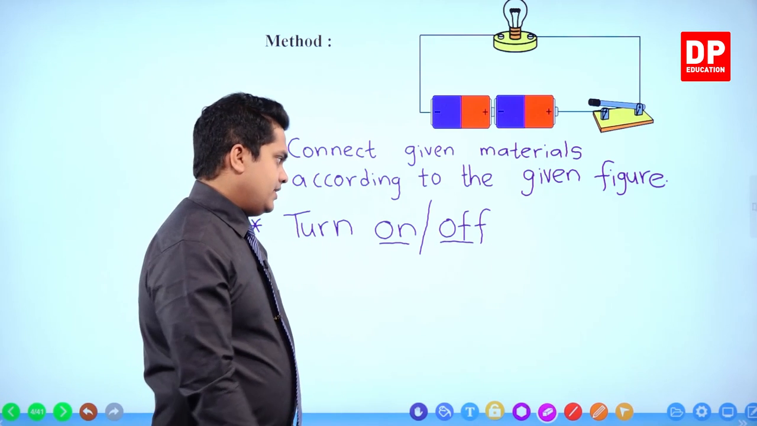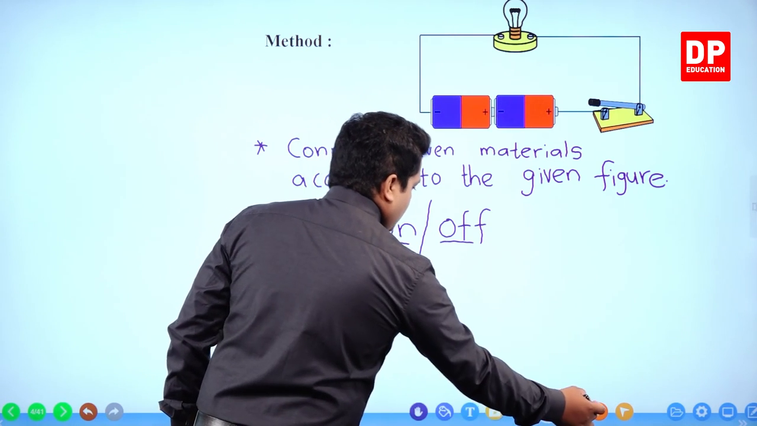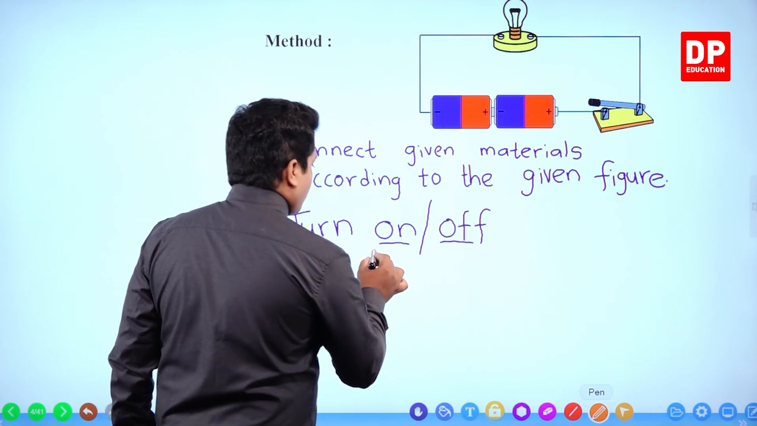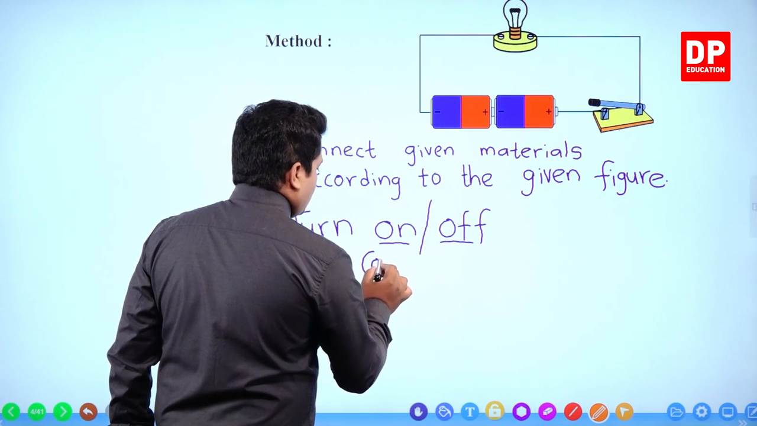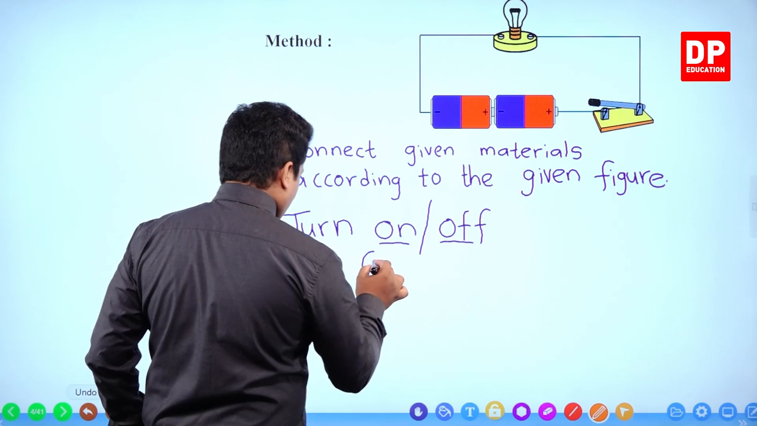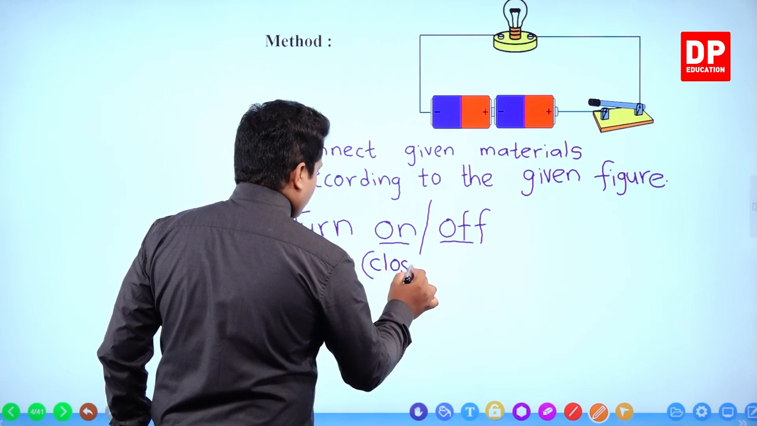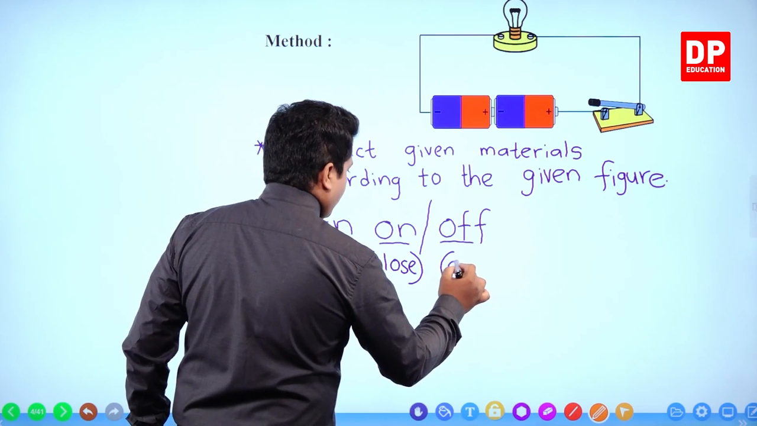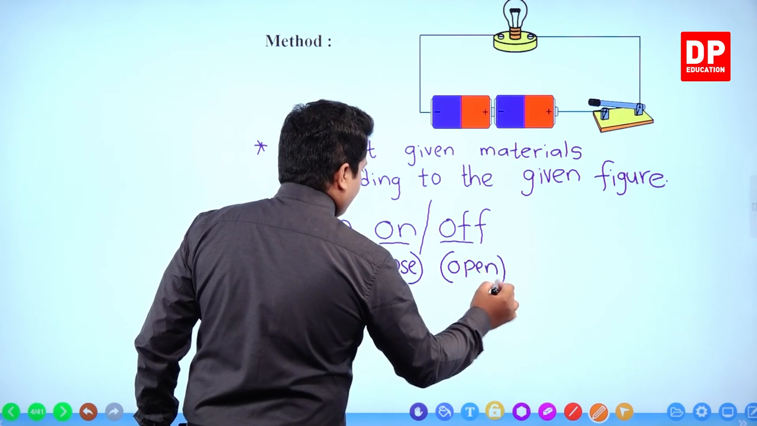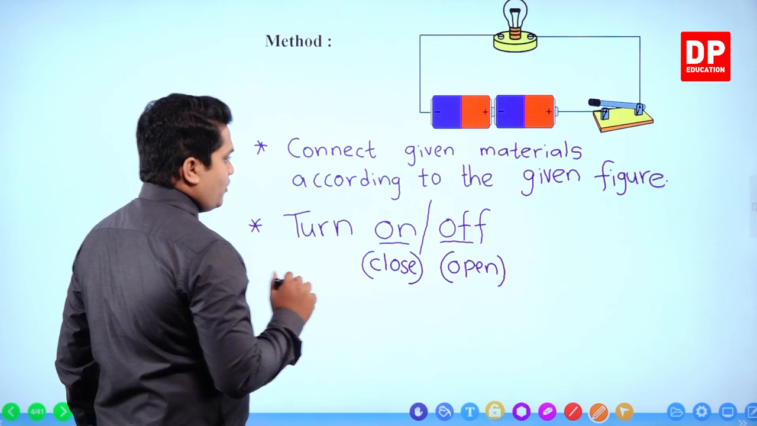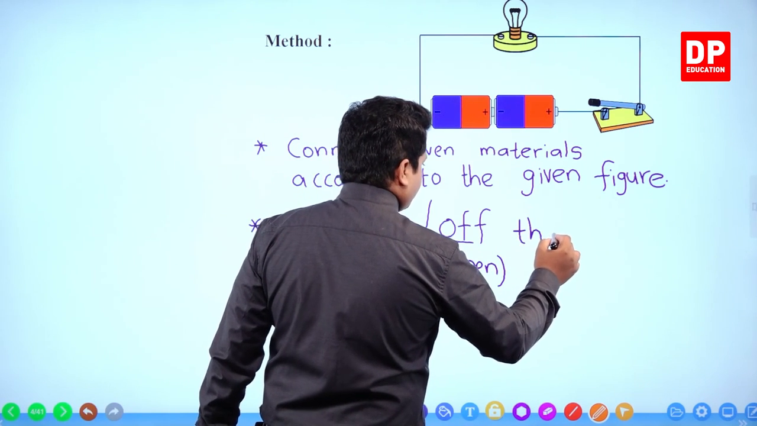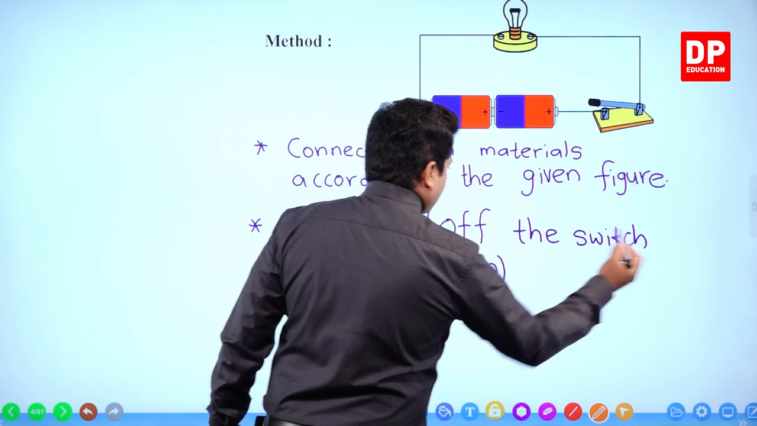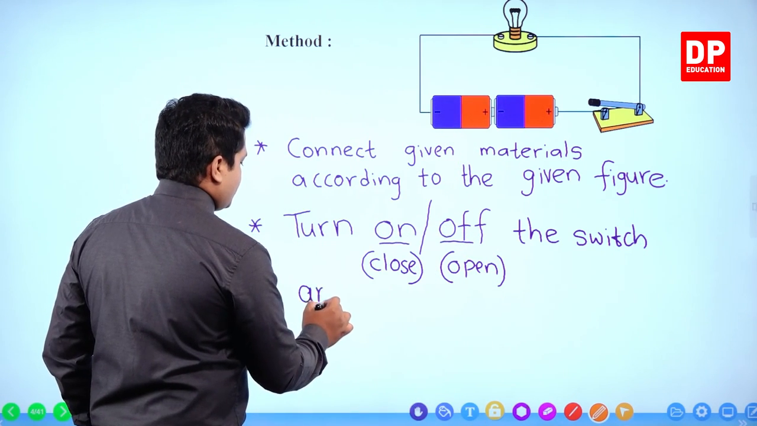Okay, right. So let's write down the other things. Turn on, off, or else I'll mention close. If it is on, then it is closed. If it is off, then it is open. Right? Turn on and off the switch and observe the changes.